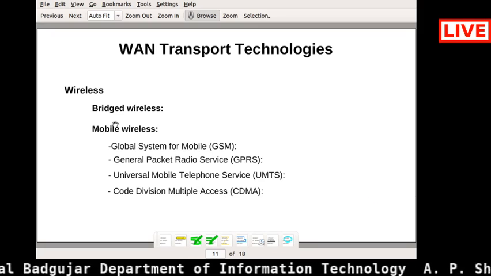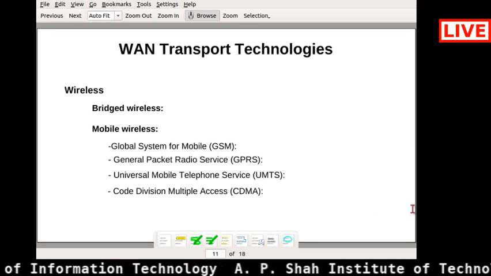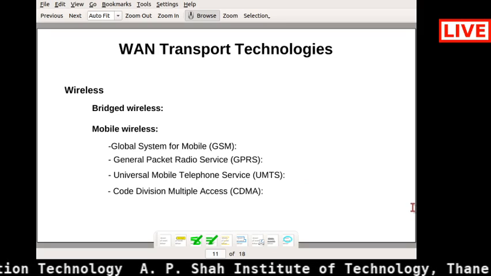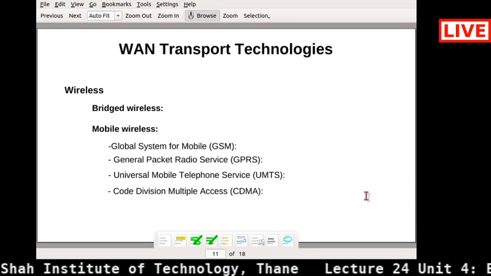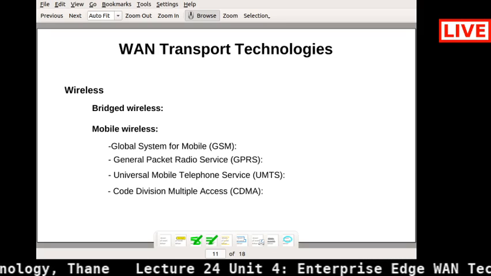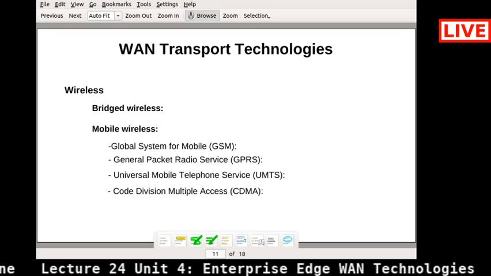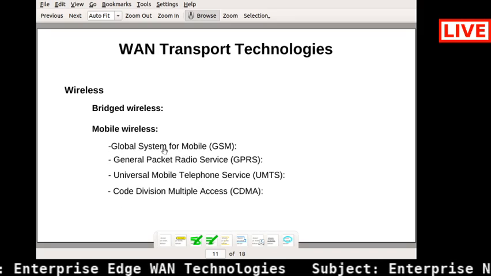Then the next concept is mobile wireless, which includes all phone, cellular, voice and data applications. This wireless technology gives you all the digital services on the wireless itself. There are some technologies within mobile wireless as well.